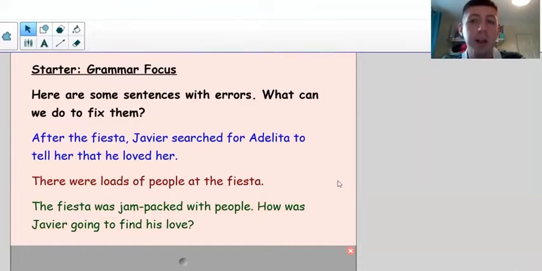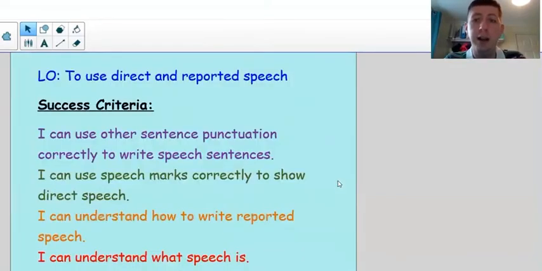Now, today we're going to be looking at a new piece of punctuation, which I haven't really spoken about much before. It's quite important as part of a narrative, but it's important not to overuse it. But the skill of being able to do it is very, very important. So let's have a look today at using direct and reported speech.